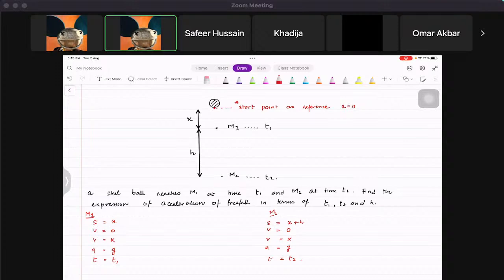Now, when you make the two equations, the best equation to use would be s equals ut plus half at squared, because it does not have v in it. So this will be x, this will be 0, this will be half times g t1 squared. In this one, it is going to be x plus h equals 0, plus half g t2 squared, because at this time it reaches that. Is it clear, everybody?